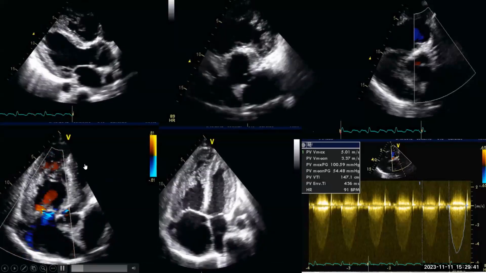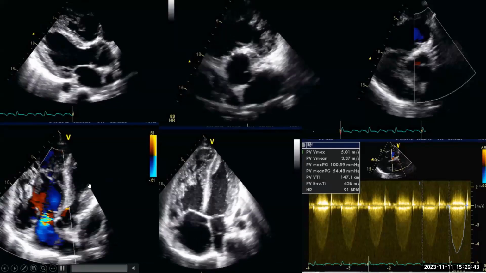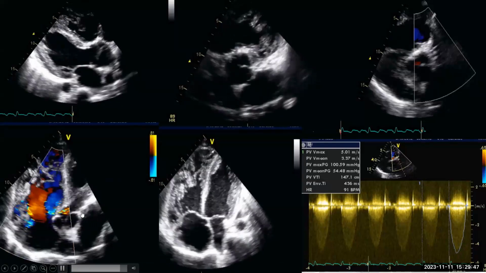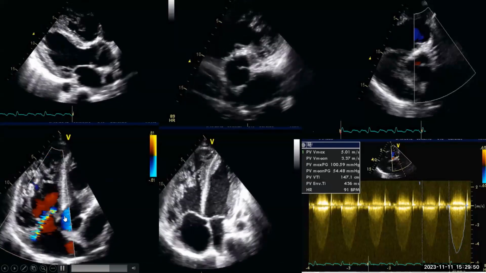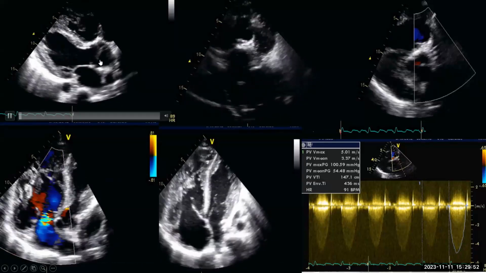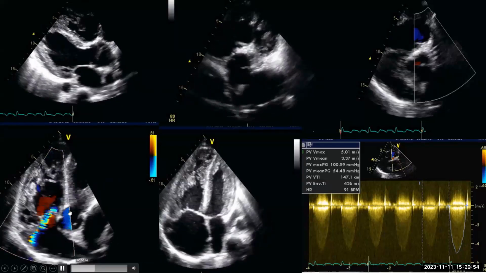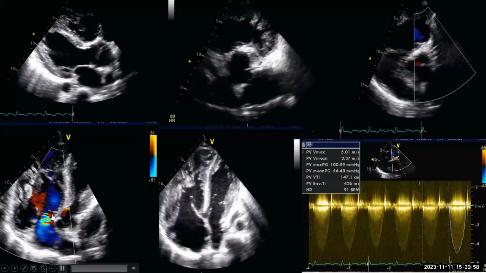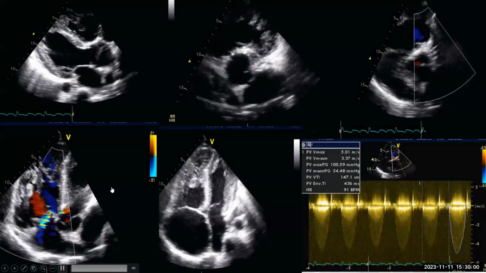If you don't have VSD, just mention this is trilogy of Fallot. If you have VSD, this is tetralogy. But this case, as you see here, is just repaired. Especially they repaired here. However, sometimes subvalvular pulmonary stenosis may happen later after surgery. And there's TR as well here, as you see.